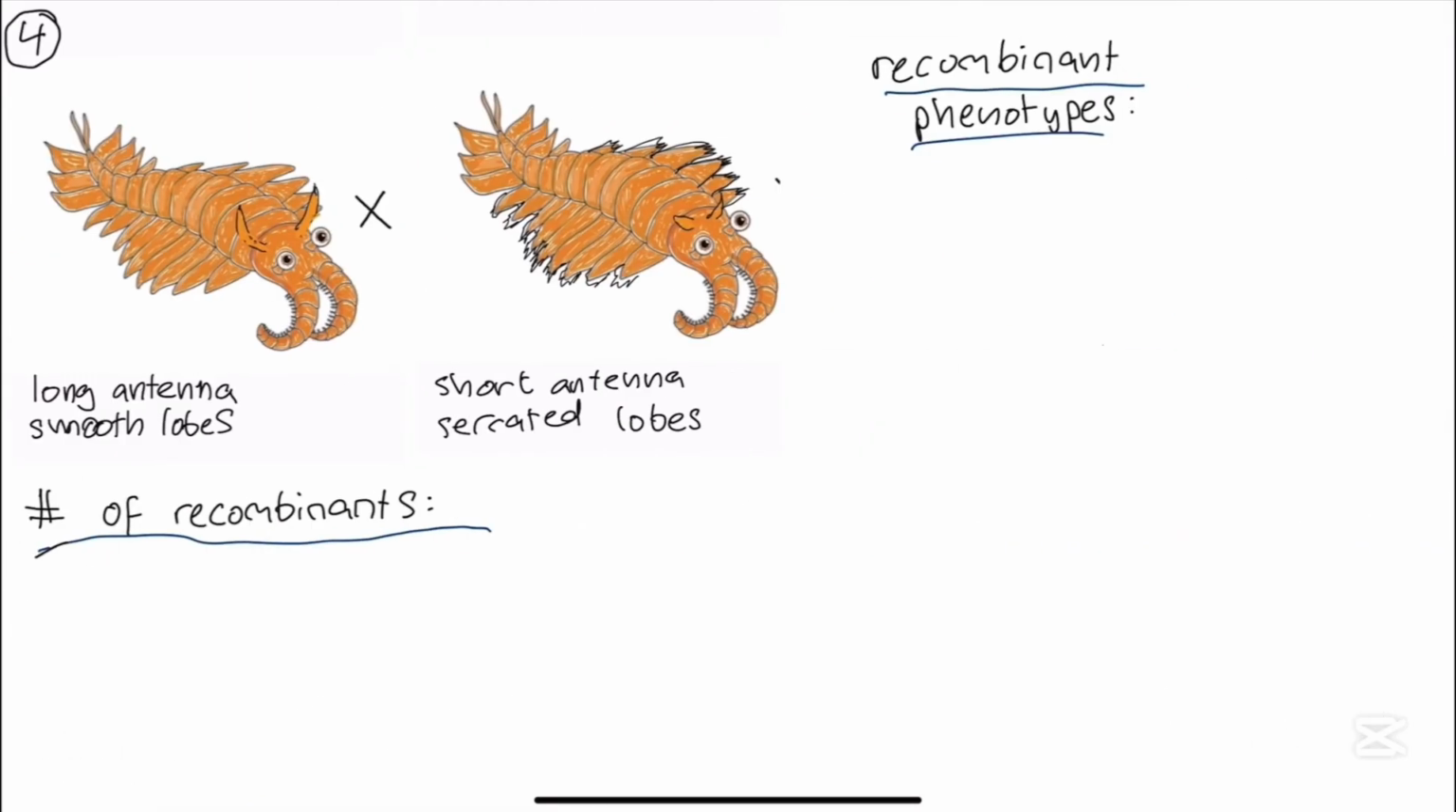We can figure out the number of recombinant offspring like this, and we can figure out the phenotypes that were recombinant and non-recombinant this way.